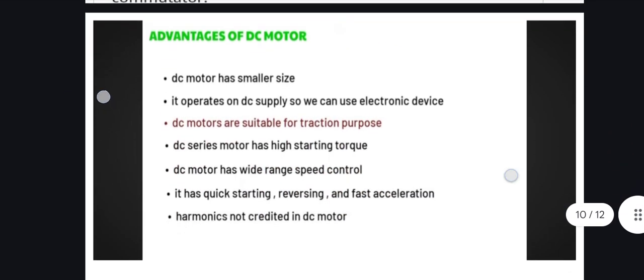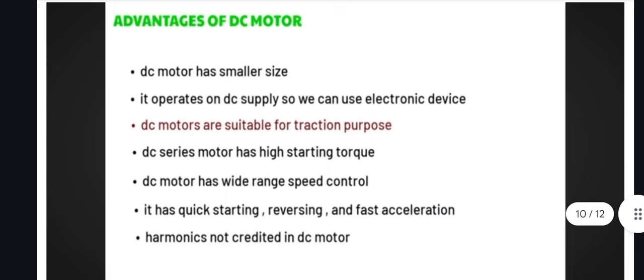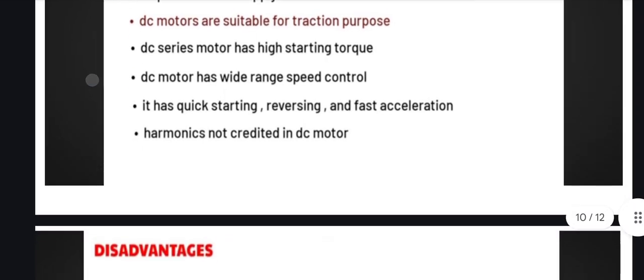After this, let's see what are the advantages of DC motor. DC motor has a smaller size. They operate on DC supply, so we can use electronic devices. DC motors are suitable for traction purposes. DC series motor has high starting torque. They have wide range speed control capacity. It has quick starting, reversing and fast acceleration. Harmonics are not created in DC motor.